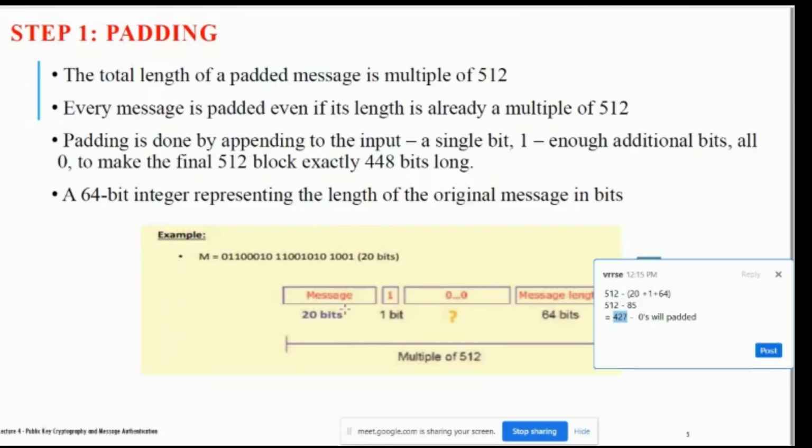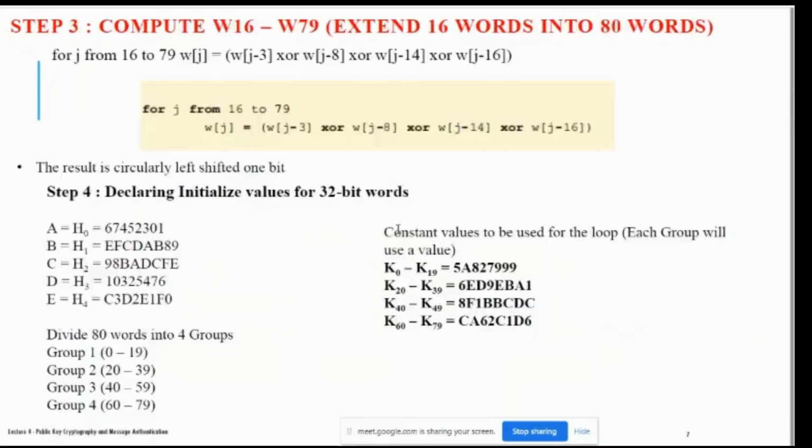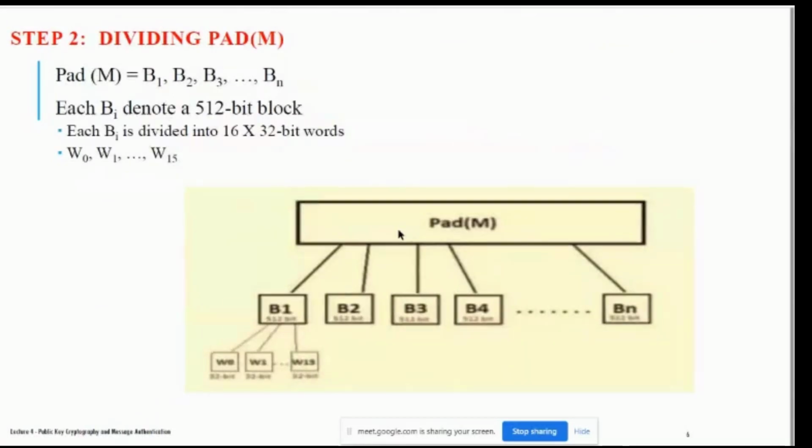Okay, so this is the padding stage. Once padding is completed, you have the data, that means a 512 bit block. Now, what is the second step? This particular 512 bit block is what we have to work with.